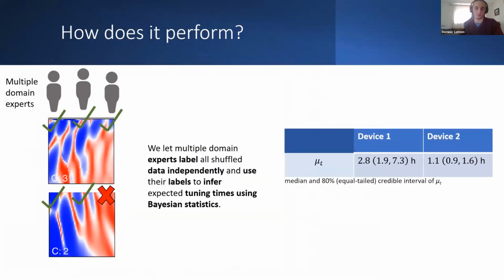How does it perform? Well, we have to evaluate. This is complex to evaluate because the measurements that come out of the devices are quite hard to interpret. So we get multiple domain experts to label them independently, and we combine their labels with Bayesian statistics to try and get an estimate of the tuning time. We have two devices that we check this on initially, and in both cases we come in under 3 hours, which is the threshold that we were told is human-level tuning. So we can consider this almost kind of superhuman, kind of, but not. It's a bit buzzwordy.